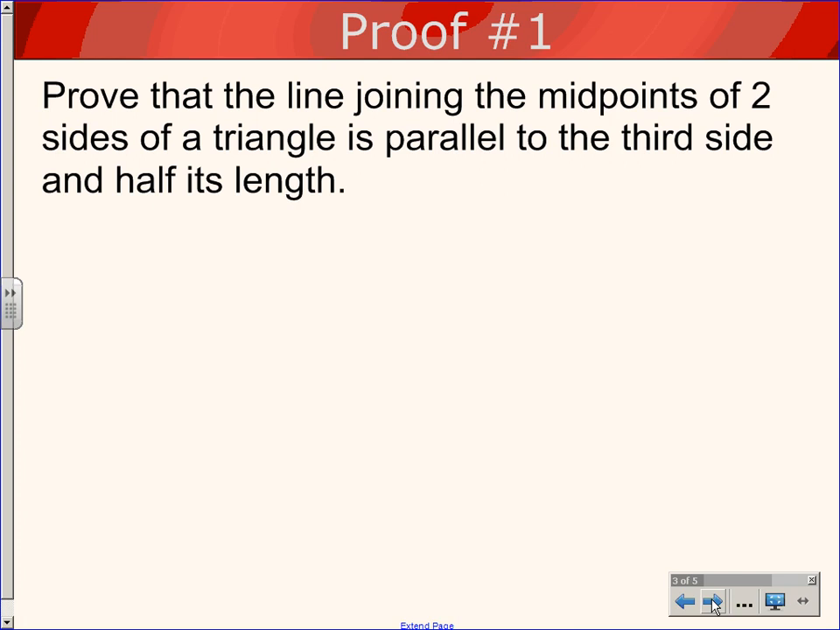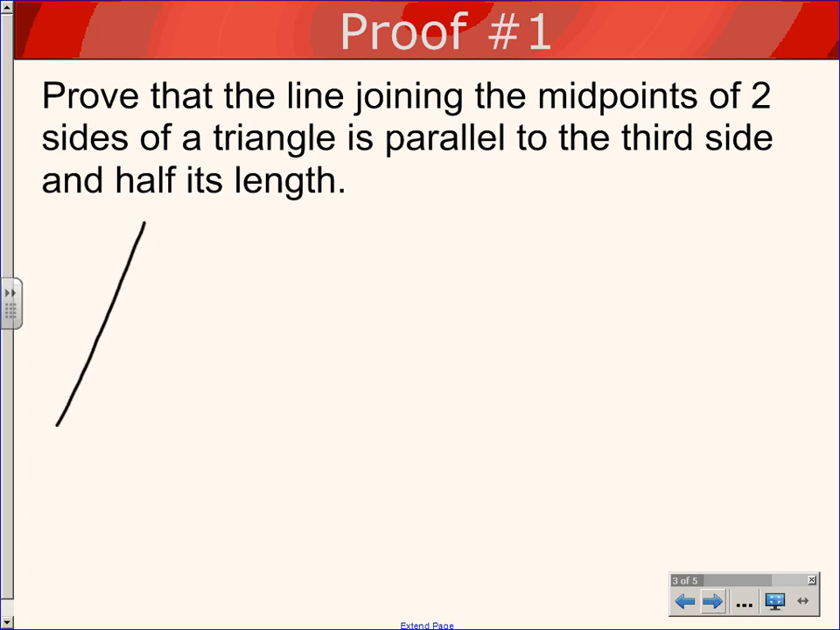So what I'm giving you to start is a description of a scenario and what we're trying to prove. Prove that the line joining the midpoints of two sides of a triangle is parallel to the third side and half of its length. So we need a diagram for that first. Prove that the line joining the midpoints of two sides of a triangle.